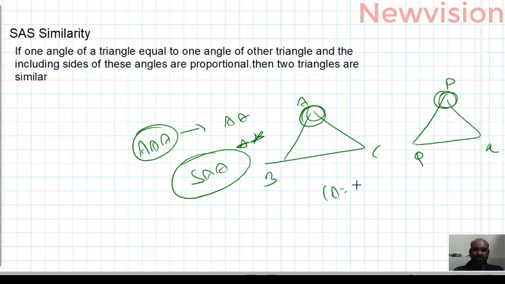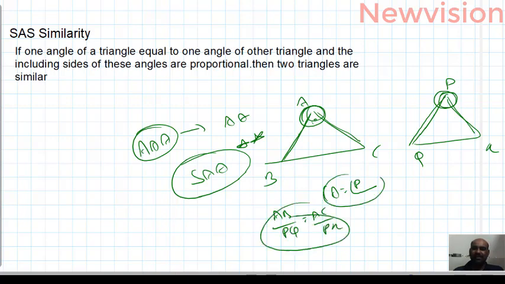Angle A equals angle P is given, and also given that sides AB and AC are proportional to sides PQ and PR. So these two sides are included with this angle only, no? So what is given? AB by PQ equals AC by PR. So this is given and this is given. By using these two, we want to prove that these two triangles are similar.